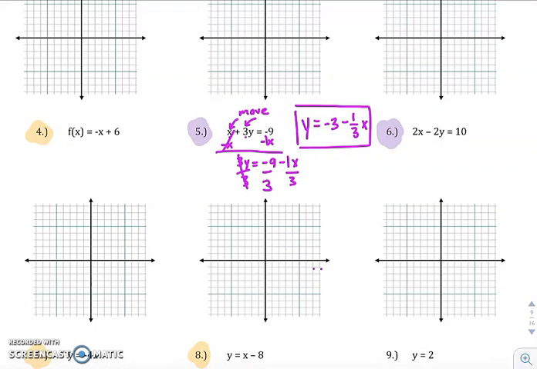So your y-intercept is -3. And from there, your slope will be down 1, right 3, because it is negative. So we're going to go down 1, right 3, down 1, right 3. And then you can draw on your line. Hopefully better than mine.